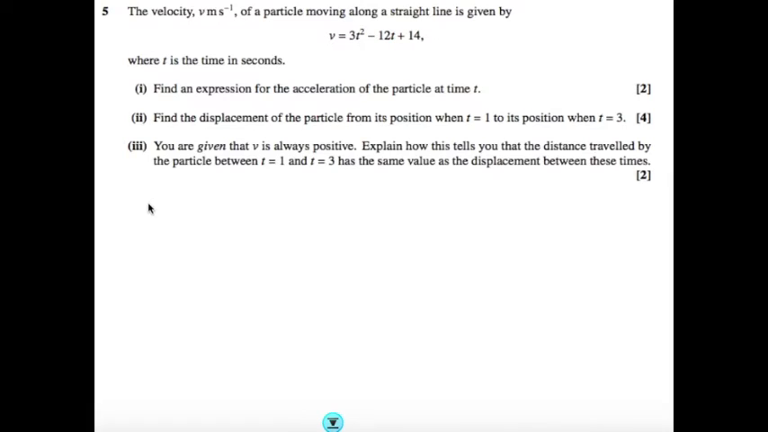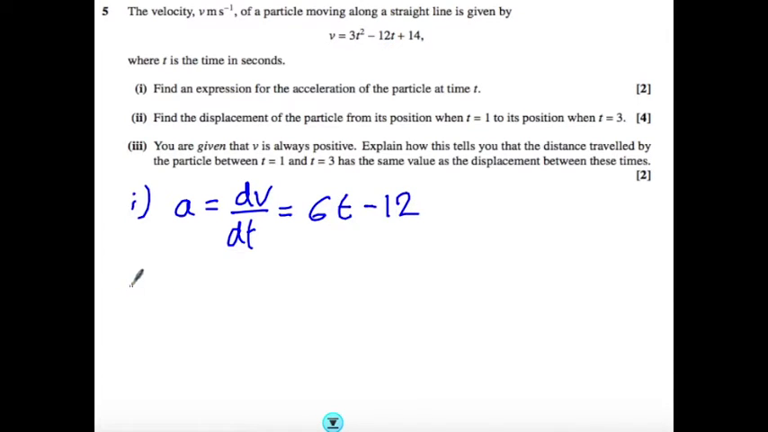Question 5. We're given the velocity v of a particle moving along a straight line is given by a function of t, where t is in seconds. They want us to find an expression for the acceleration of the particle at time t. To find the acceleration you have to differentiate the velocity. In the same way, if you've got a velocity time graph, the gradient gives you the acceleration. So if you differentiate, we get 6t minus 12.